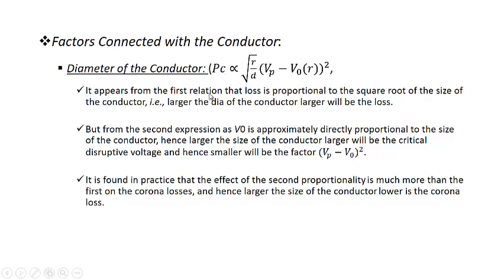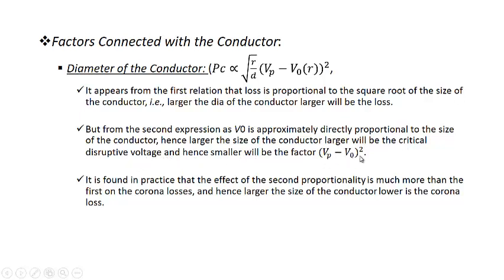So it appears from the first relation that loss is proportional to the square root of the size of the conductor. That is, the larger the diameter of the conductor, the larger the loss. It appears so, but this statement is for this parameter only. From the second approximation, as V0 is approximately directly proportional to the size of the conductor, the larger the size of the conductor, the larger the critical disruptive voltage. Hence smaller will be this factor.